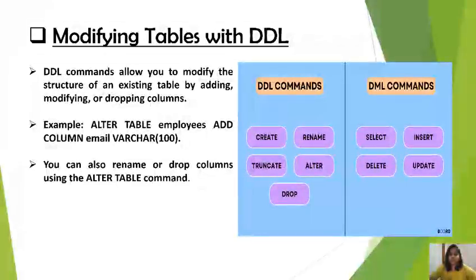So, modifying tables with DDL. DDL commands allow you to modify the structure of an existing table by adding, modifying, or dropping columns. Example, alter table employees add column email varchar 100. You can also rename or drop columns using the alter table command.